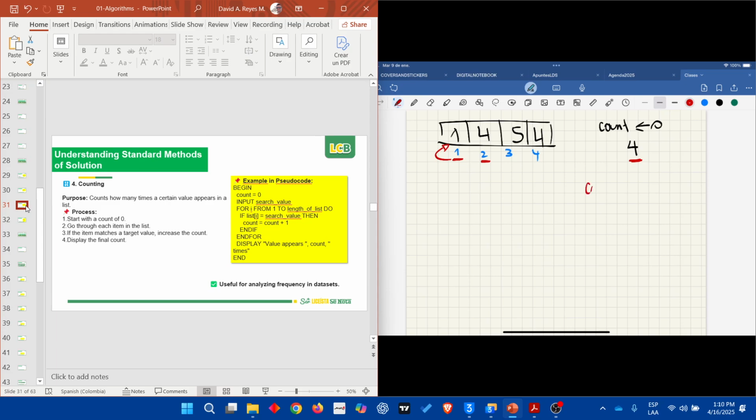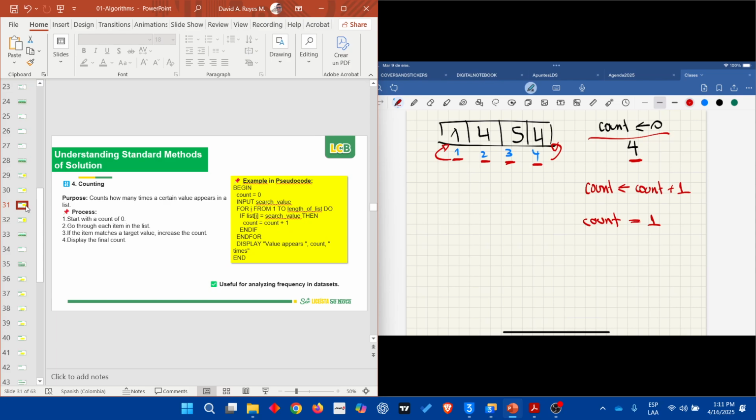So that means that count is going to be equal to count plus 1. Count starts at 0, so count now is equal to 1. Why? Because we found 4 there. Now we are going to move to position number 3. In position number 3, we have the number 5. Is 5 equal to 4? No, nothing happens. Now we move to the end of the list. At the end of the list, we have the number 4. Is 4 equal to 4?